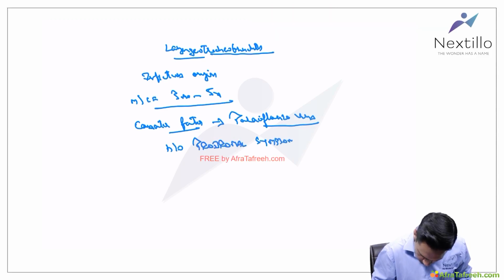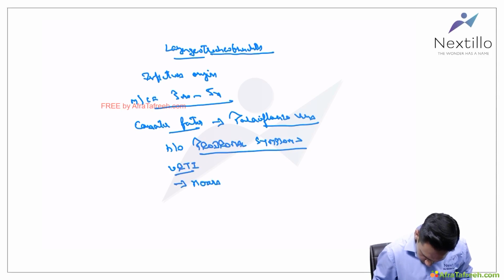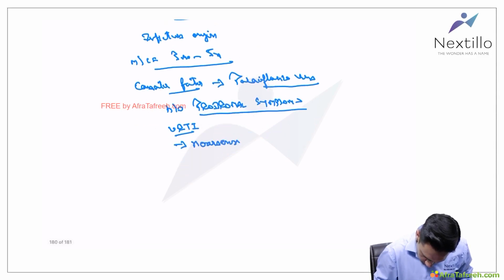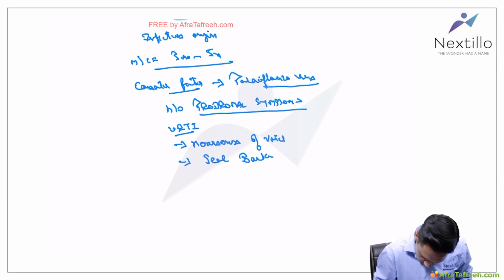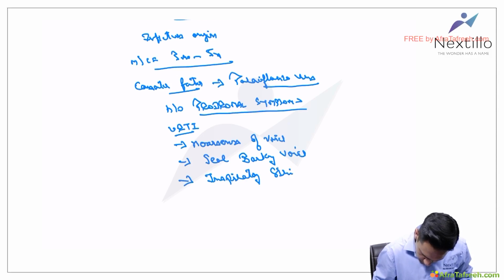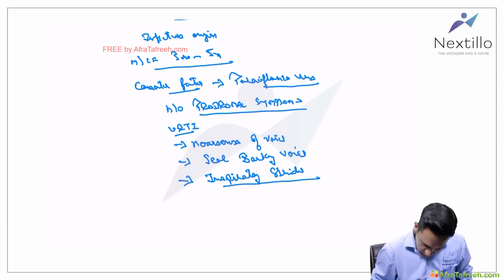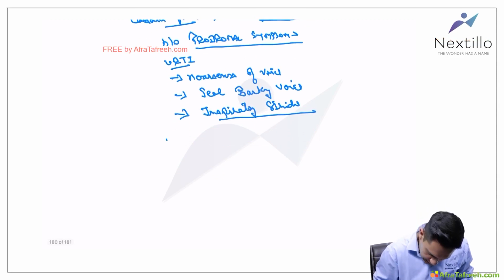There is a history of prodromal symptoms. There is upper respiratory tract infection with hoarseness of voice, a seal-like barking cough, and inspiratory stridor.